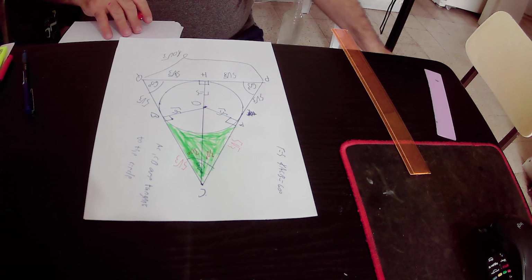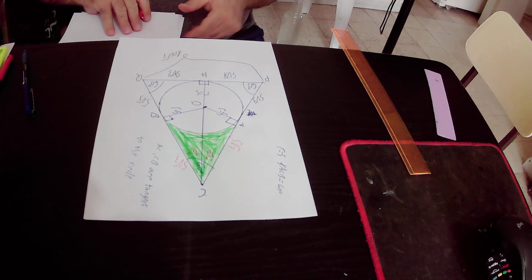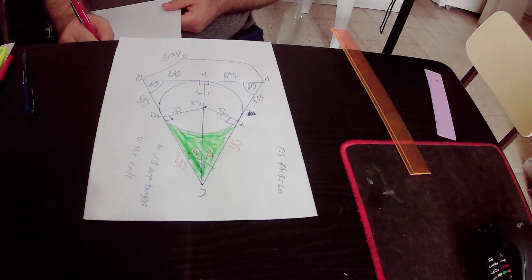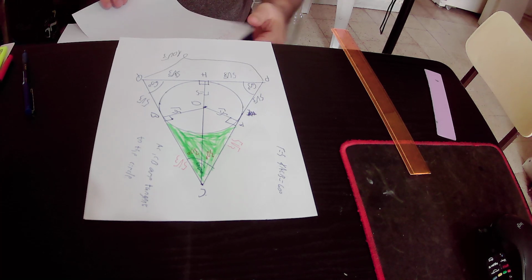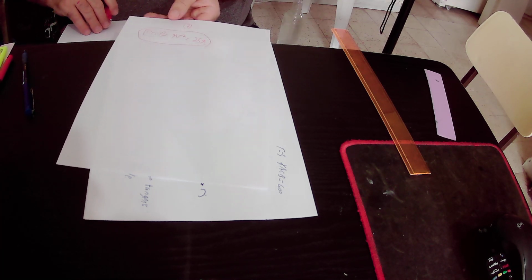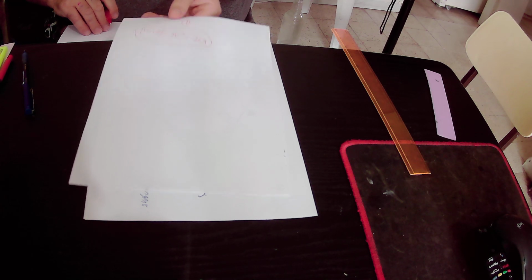And what is the area of the circle? The area of the circle is actually equal to pi r squared, and r equals 5, so the area of the circle will be equal to 25 pi square units. The area of the circle equals 25 pi square units.